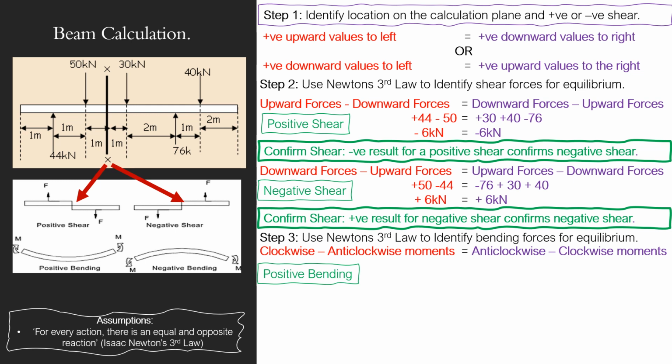So if I've got positive bending happening in my beam, if I look to the right, anything pushing up and making it go in an anti-clockwise direction would be a plus, and anything going downwards, that would be a clockwise direction. If I'm looking to the right, that would be minus. And then I apply the same thing.